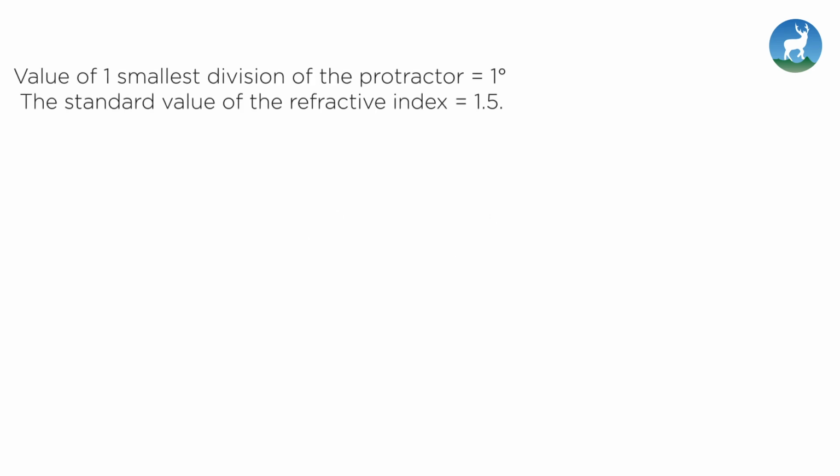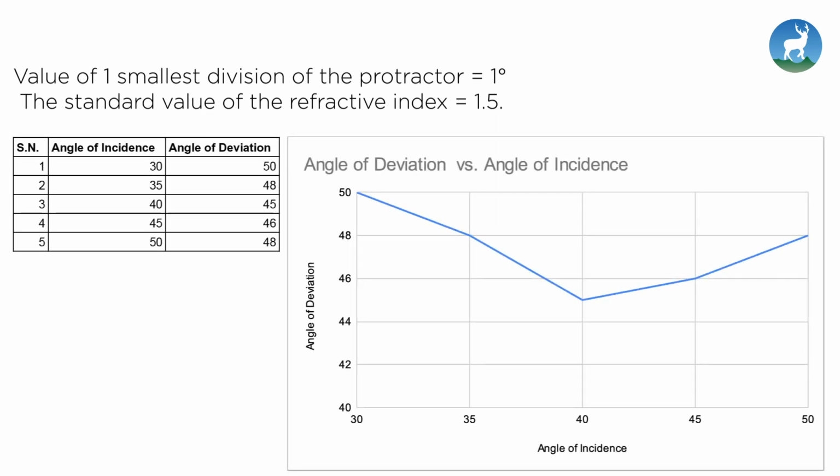Observation. Value of one smallest division of the protector is 1 degree. Standard value of the refractive index equals 1.5. For the angle of incidence 30 degree, we have angle of deviation 50 degree. Similarly, for angle of incidence 35 degree, we have angle of deviation 48 degree.